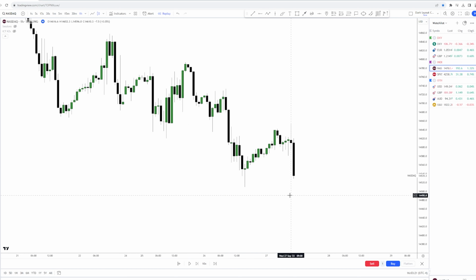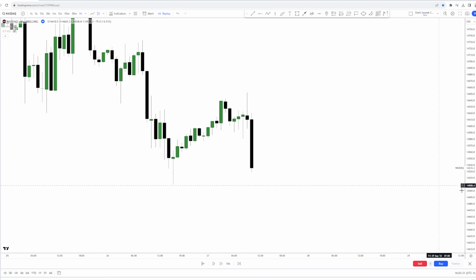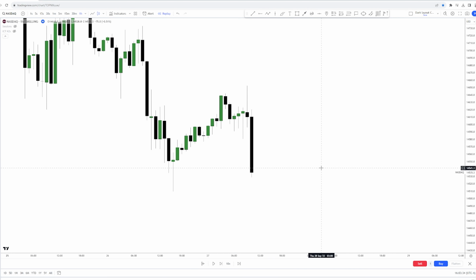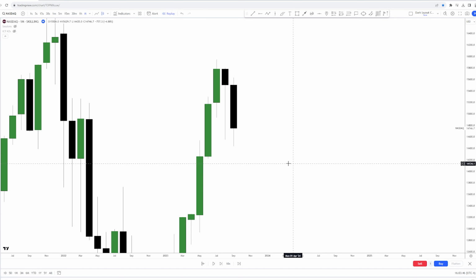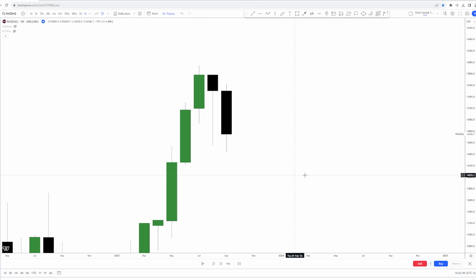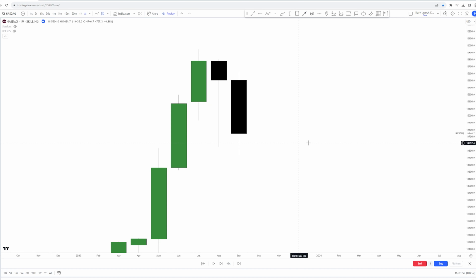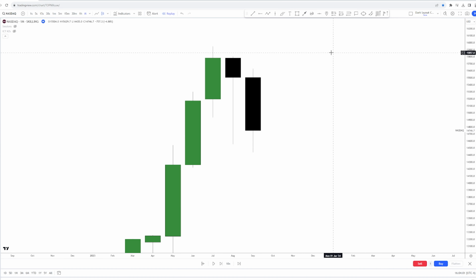And here we are on Nasdaq, and I'm gonna be continuing with the same example that we started with in our first episode, which you can find by clicking on the top right of your screen right now. And what I'm gonna be doing, I'm gonna start the analysis from the monthly time frame, and here we can see one very important thing.